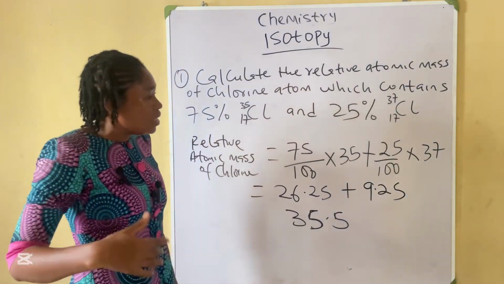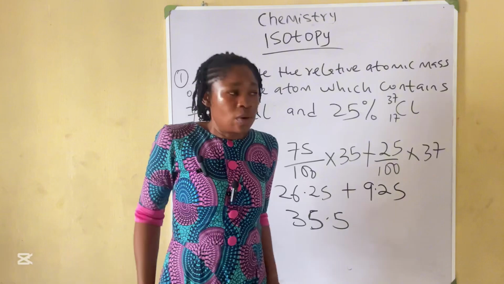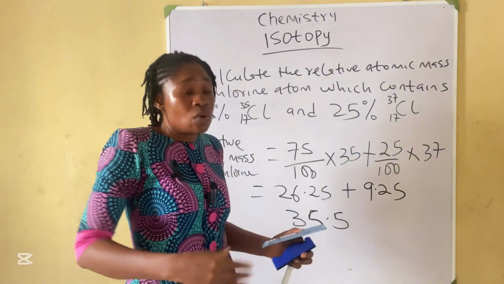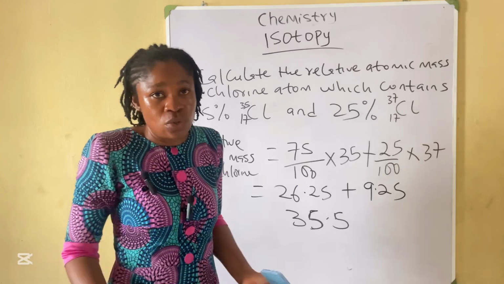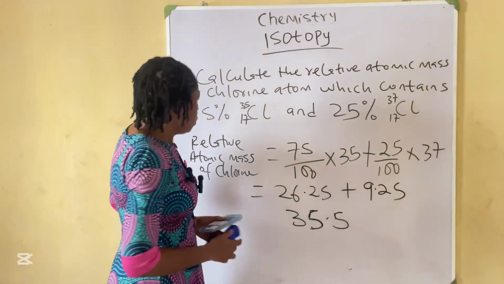So if you are asked to give the reason why the relative atomic mass of chlorine is 35.5, or that of hydrogen is 1.008, you just say because of the presence of isotopes, or isotopic mixture. That's the answer.